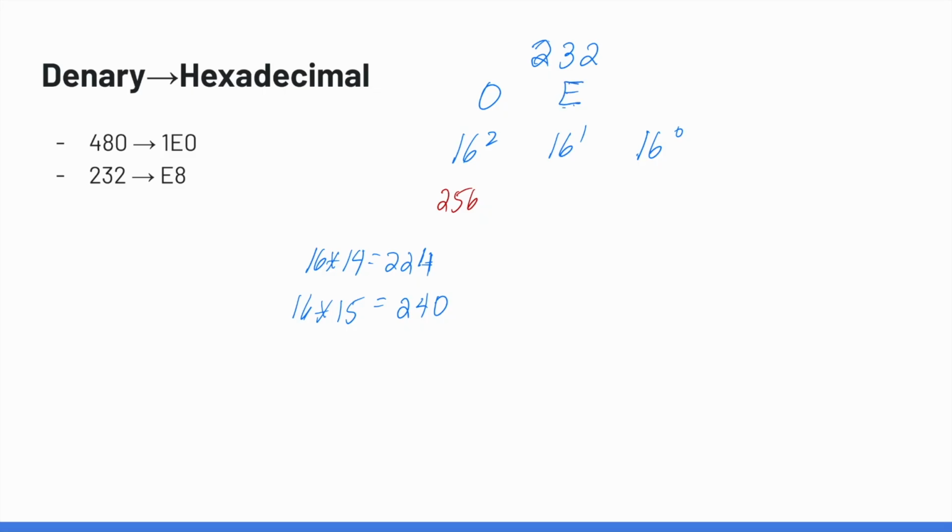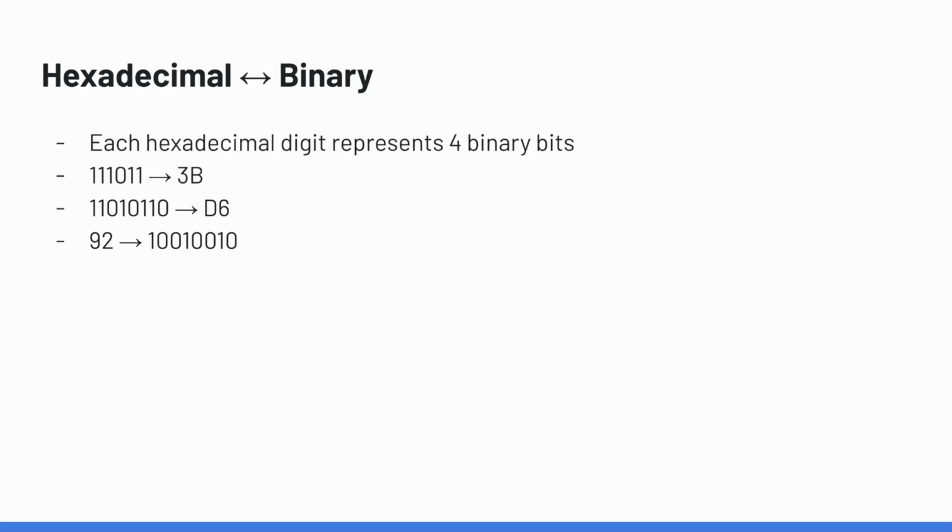So if we put E right there, then that means that we've accounted for 224 out of 232. And 232 minus 224 is equal to 8. So for our next digit, we're just going to put an 8 because that's going to give us 8, right? So our answer is just going to be E8. Anyways, that's how you convert from denary to hexadecimal. Let's move on. Okay, so now let's talk about the relationship between hexadecimal and binary.